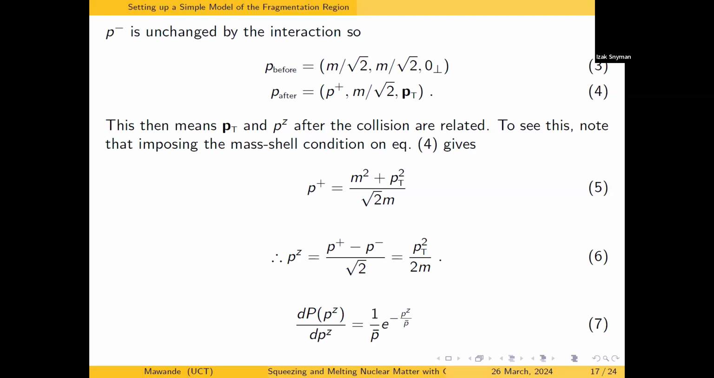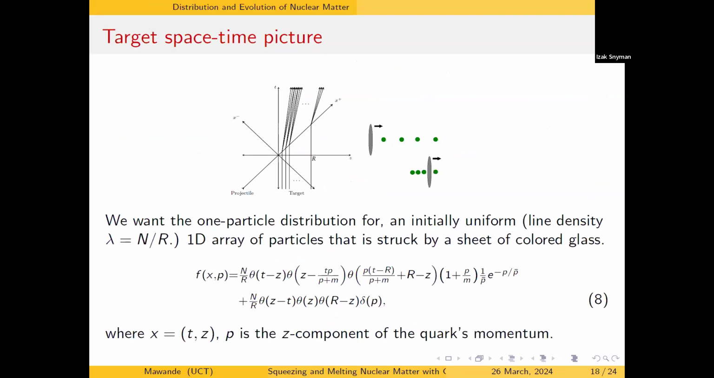Yeah. And now that's just for one resting particle and one sheet of color glass. But we want to describe a nucleus. So we're going to string these particles together. For simplicity, like I said, we want to keep ourselves in one dimension. So again, very simply, let's see what happens to a string of particles, a chain of particles with a uniform density, in this kind of space-time diagram.